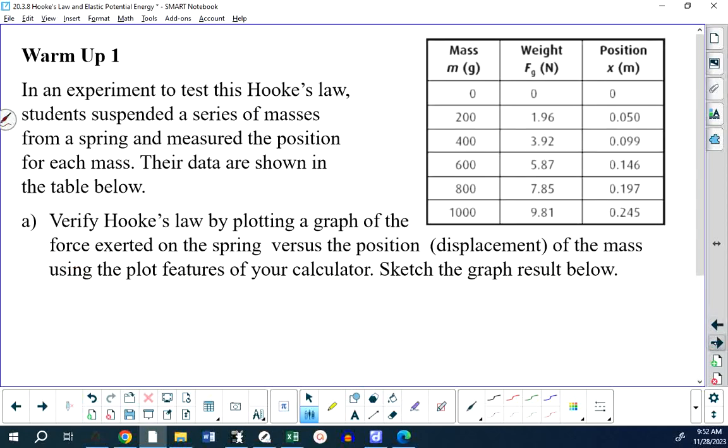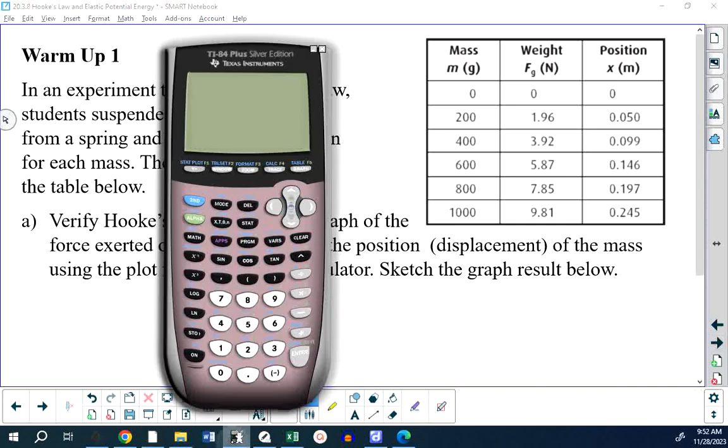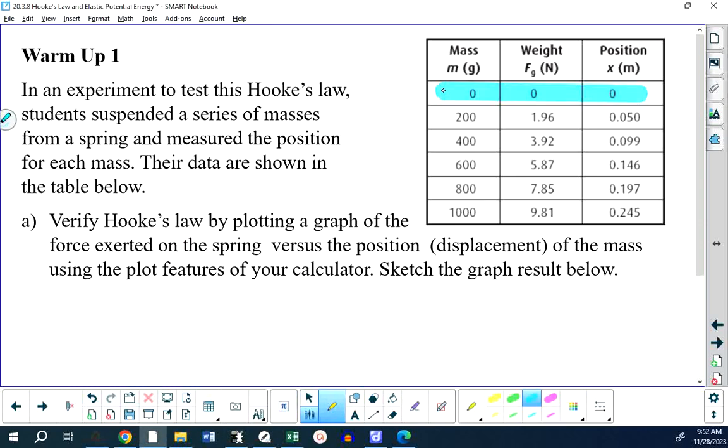So the question is, verify Hooke's law by plotting a graph of the force exerted versus the position of the mass using the plot features of your calculator. So, you know, it's 2023. Let's not worry about getting a sheet of graph paper while we're learning. We can put this into our calculator. It's been a while. You go stat edit. And it's very important for you to know that you would never, ever use this as a data point. It's not a data point because it's not something that's measured. Okay, so you never use the origin as a data point.